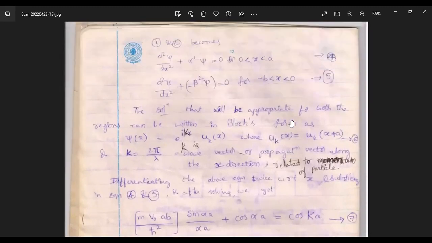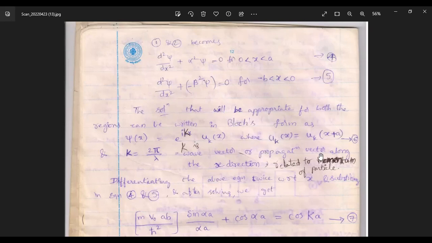So equations 1 and 2 become d square psi by dx square plus alpha square psi is equal to 0 in the first equation, when the particle is in between 0 and a, that is, in the potential well. When the particle is in the potential barrier, halfway between two positive ions, where it has potential energy, the equation takes the form d square psi by dx square minus beta square psi is equal to 0, when minus b is less than x less than 0.